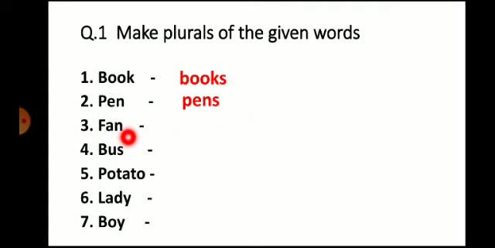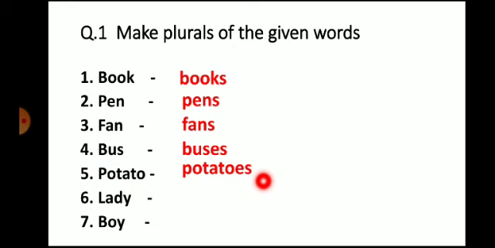Fen, again no 6 letters, so we will follow rule 1, that is S. Now the next word is bus. Yes, S is there. So we will follow rule 2, that is we add ES. One bus, many buses. Now the next word is potato. Yes, there is O at the end. So we follow rule 2, we add ES. We will write the spelling of potato as it is and then we add ES to it.